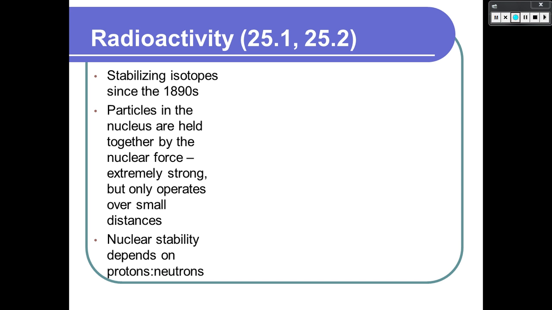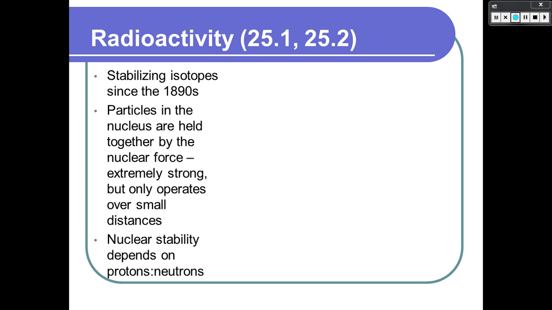So all of this, remember, happens in the nucleus. Particles in the nucleus are held together by the nuclear force. It's an extremely strong force, but it only operates over small distances, and it attracts protons and neutrons to one another. Notice that if you just look at electrical forces, protons, because they're both positive, should repel. But the strong force is strong enough that at very small distances, it can overrule.